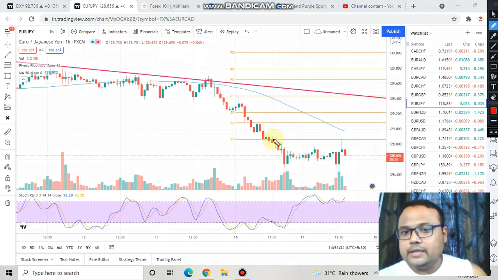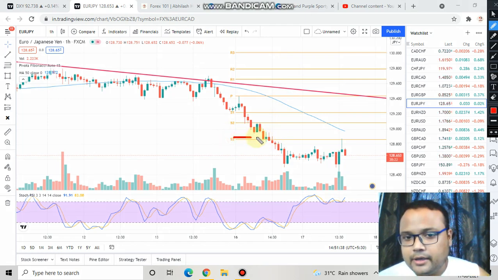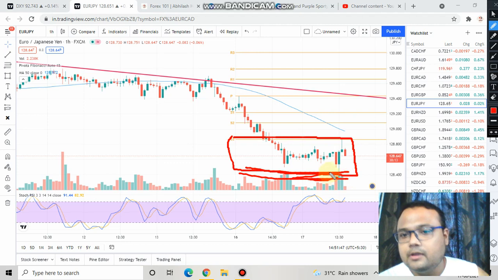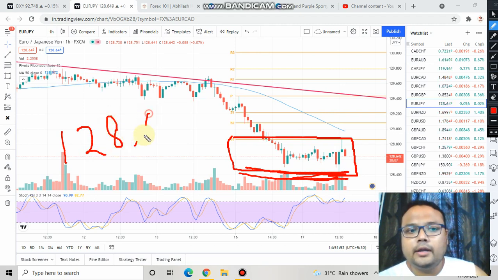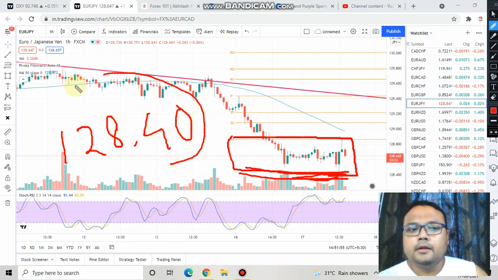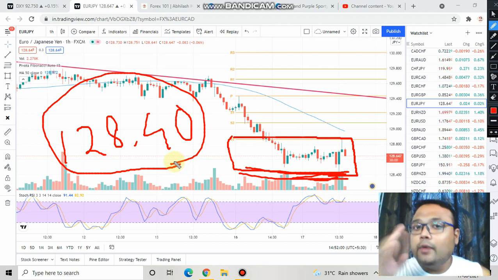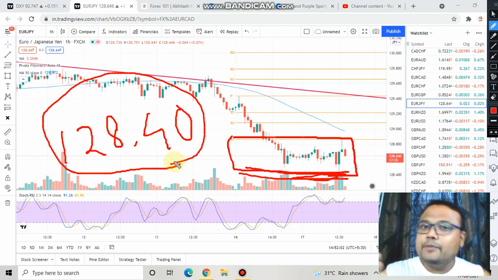But what we can do is, in case there is a sudden selling pressure on the market again, listen to me carefully, in case there is a sudden selling pressure on the market again, you can short the market below this level, or below the low point of the previous candle. It means that you can short the market below 128.40. There is only one condition, and that is only short the market when you see that there is a sudden selling pressure or heavy selling pressure on the market.